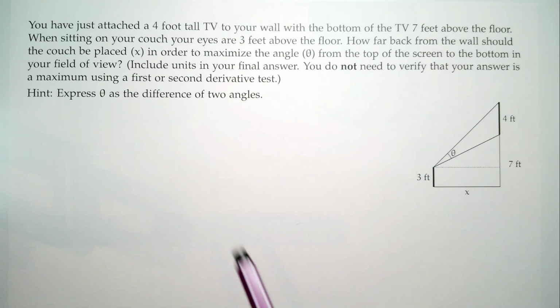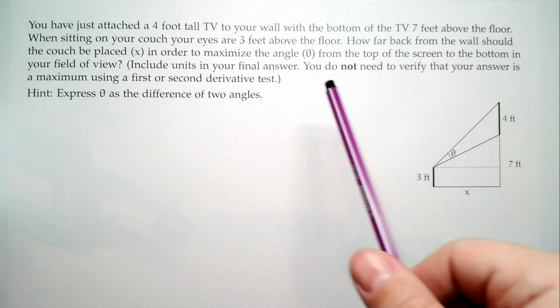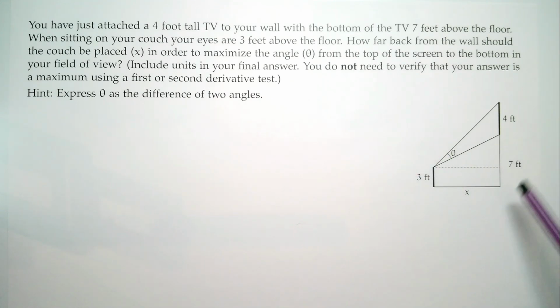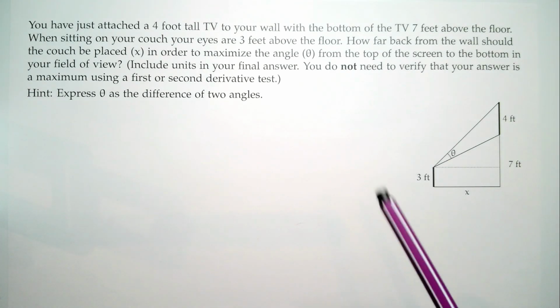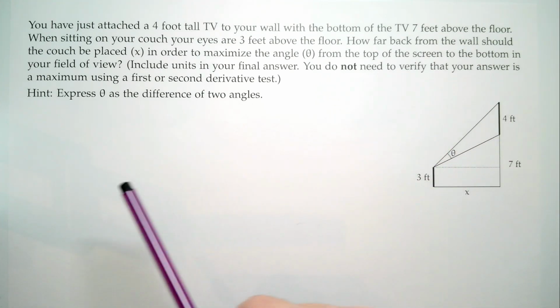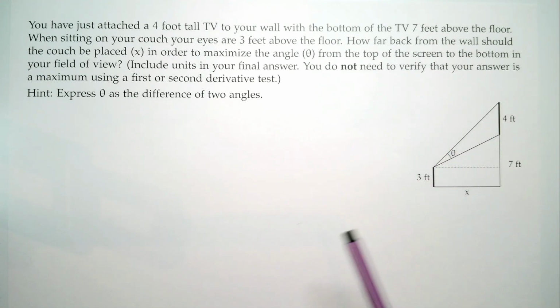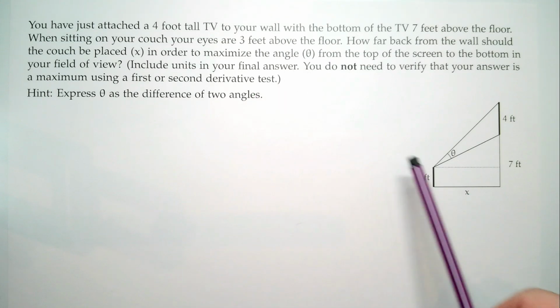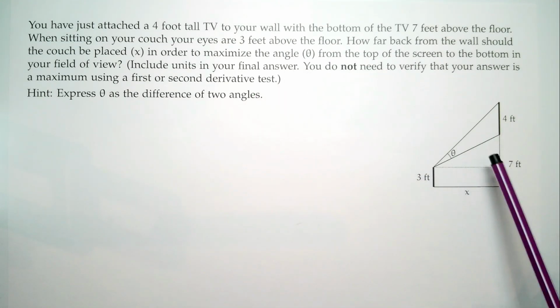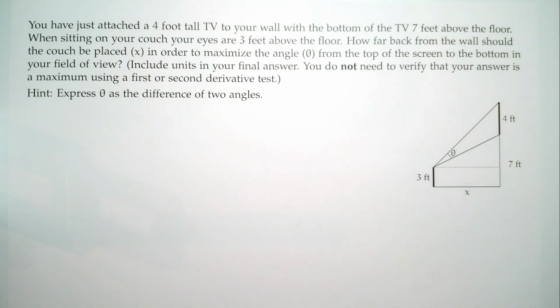All right. So you have a 4-foot tall TV attached to your wall, and the bottom of the TV is going to be 7 feet above the floor. Now when sitting on your couch, your eyes are 3 feet above the floor. The question: how far back from the wall should the couch be placed, and we call that x, in order to maximize the angle theta from the top of the screen to the bottom in your field of view? And it says include units in your final answer.